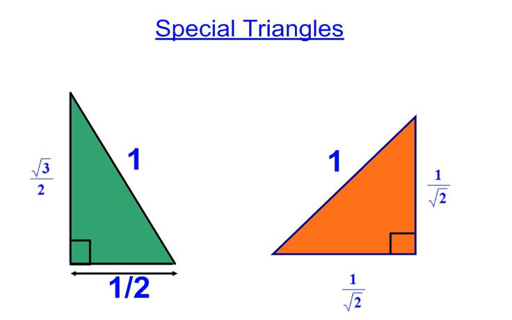Before we can begin to understand the sine function, we need to look at two special triangles. So here they are. They're both right angle triangles. Now, where do these triangles come from?